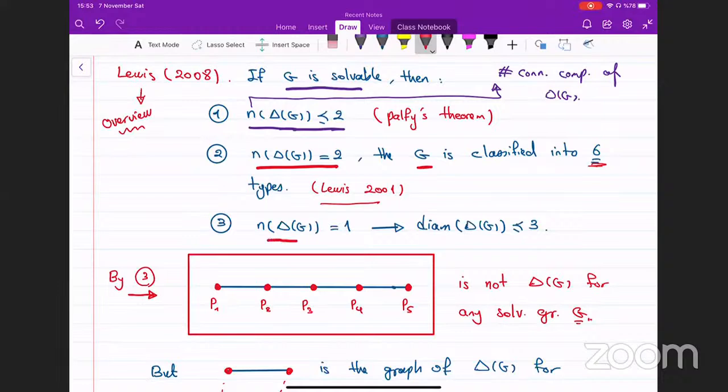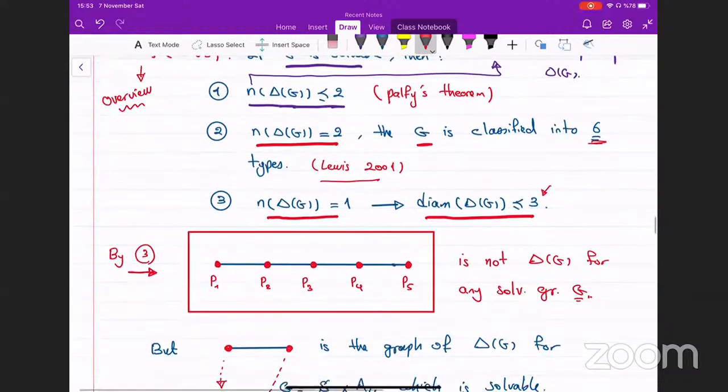And for the case that delta G is a connected graph, it means you have only 1 component, then the diameter of delta G is at most 3. And we have some examples for the case that the diameter is exactly 3. So this is the best upper bound.